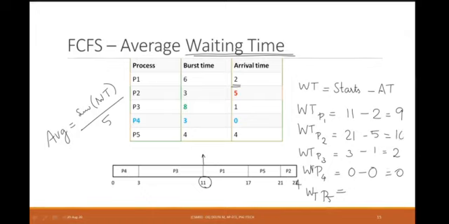Okay. And the last one, P5. So arrival is 4 and P5 started execution at this time. So 17 minus 4, which will be equal to 13. So all of these waiting times together, we are going to divide by 5 and the average will be equal to 8. Yes, your answer is correct. The average waiting time is 8.